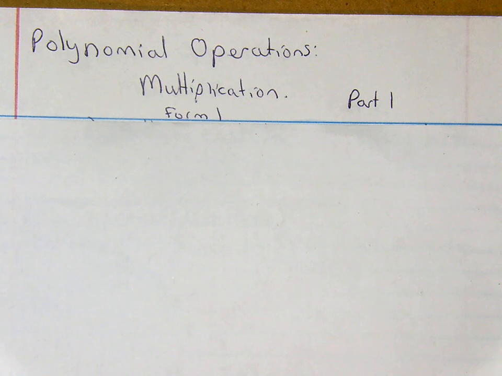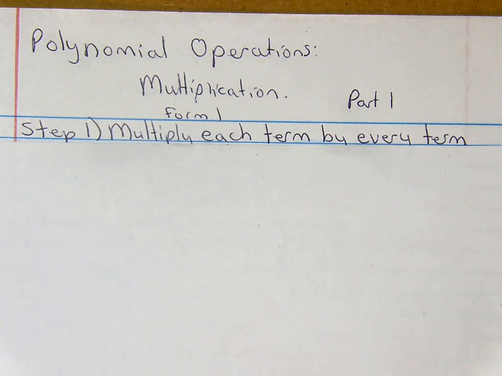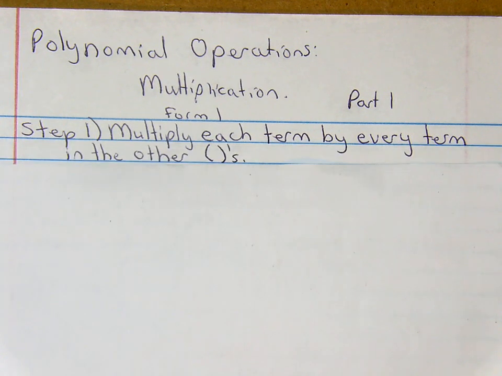Alright, so today's notes is polynomial operations, multiplication, and this page is part 1, and we have our steps. Step 1 is to multiply each term by every term in the other set of parentheses. And that's the significant part, is that every term needs to be multiplied by every other term in the other set of parentheses.